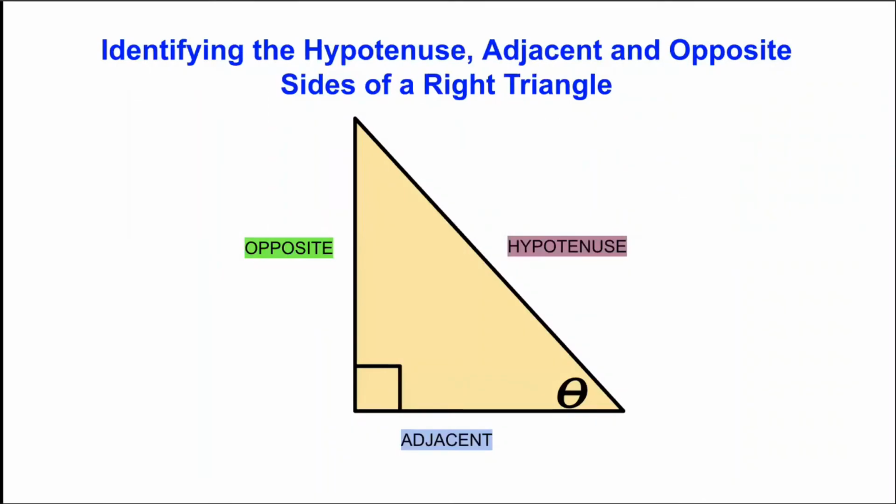Angle theta is. Now, today we're going to be given a specific measurement. That measurement is going to be specified on the triangle. And with that measurement, we're going to use that information to find the missing side.